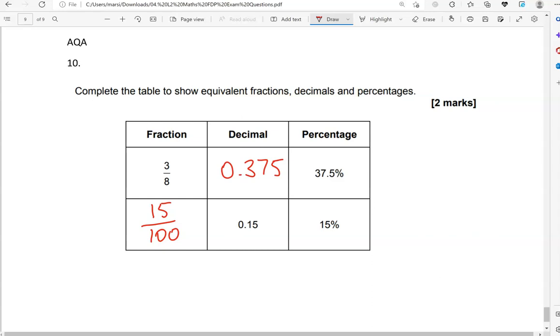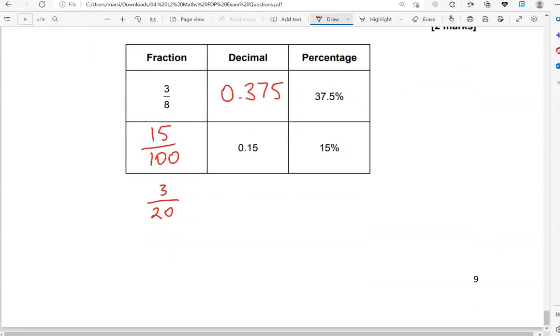Now you could simplify that further. You could divide by 5, and 15 divided by 5 gives us 3, and 100 divided by 5 gives us 20. So 3/20ths would be the simplified version of the fraction, but we're not asked that in the question, so we can leave it out and just keep the 15 hundredths. And this is the end of the questions.